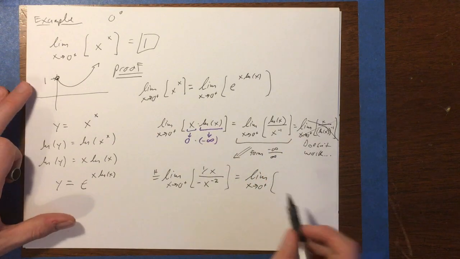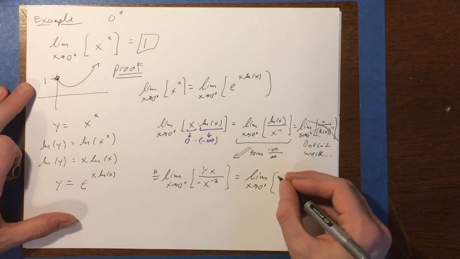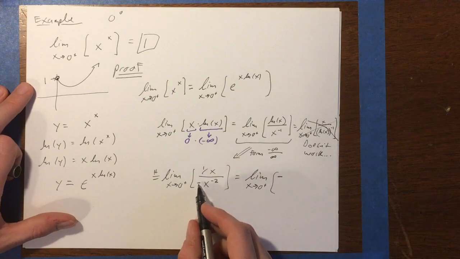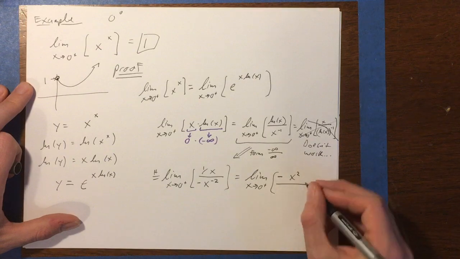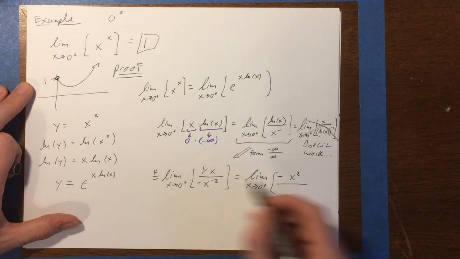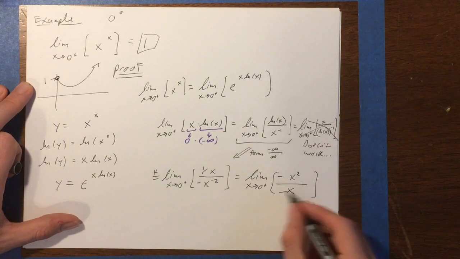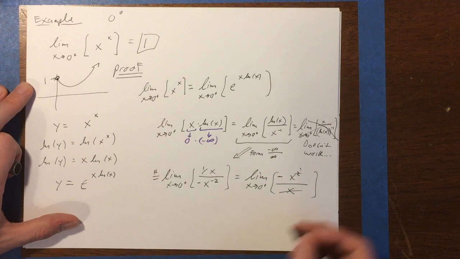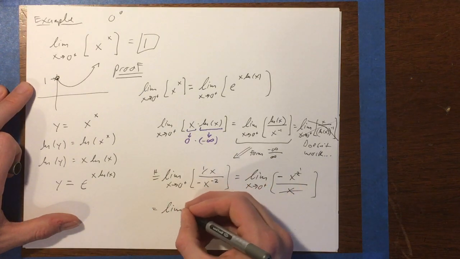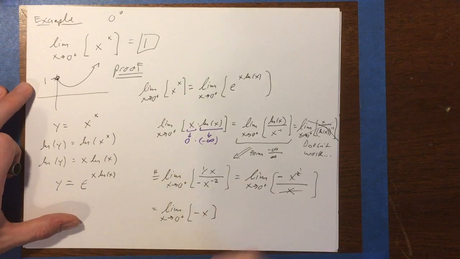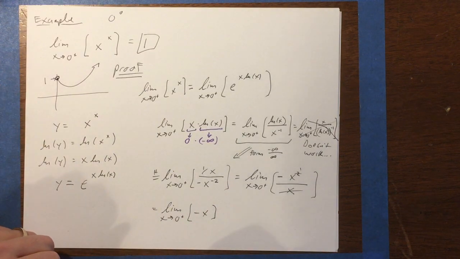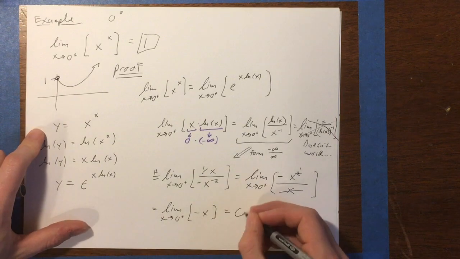Let's move things around. There's a negative first of all, so let's put a negative in there. X to the negative 2, move that up to the numerator. That's x squared. This 1 over x, that x will end up in the denominator like that. And then one of these x's cancels with one of these. So this whole thing is just the limit as x approaches 0 from the right of negative x. Well, that equals 0.